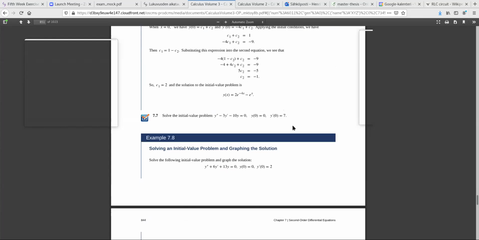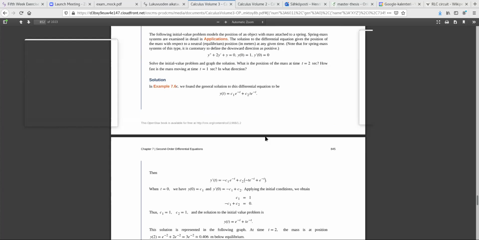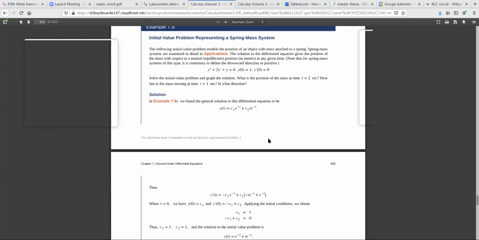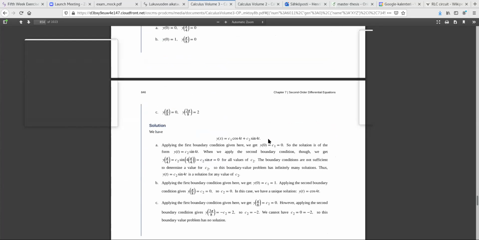We take a look at some of the examples where mostly it's time in this system. All right, I'm not going to talk about this example here. There was the spring mass system, and I'm not going to go through that either. We can talk about that later.